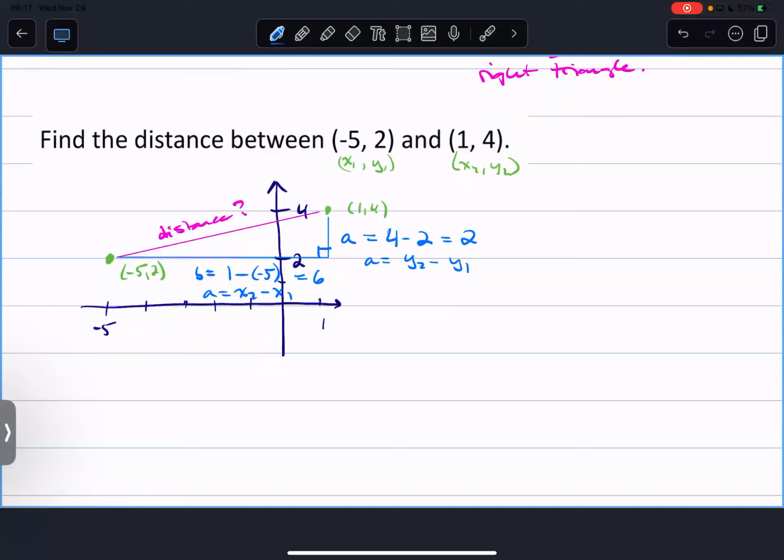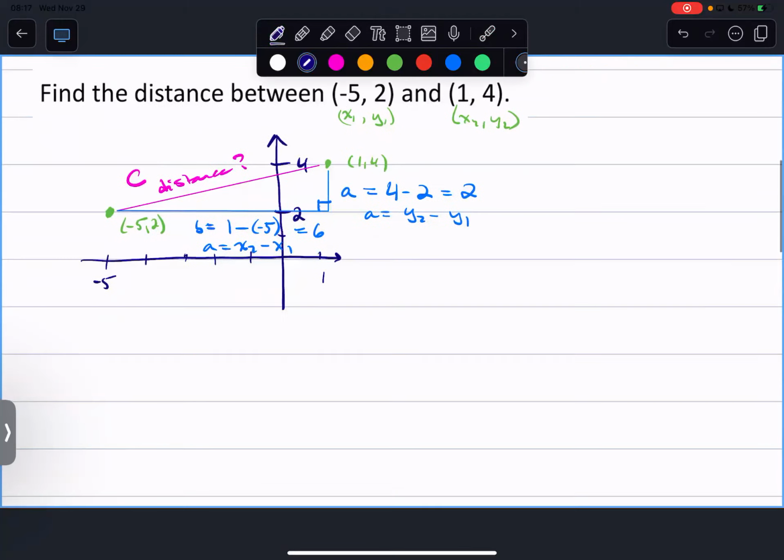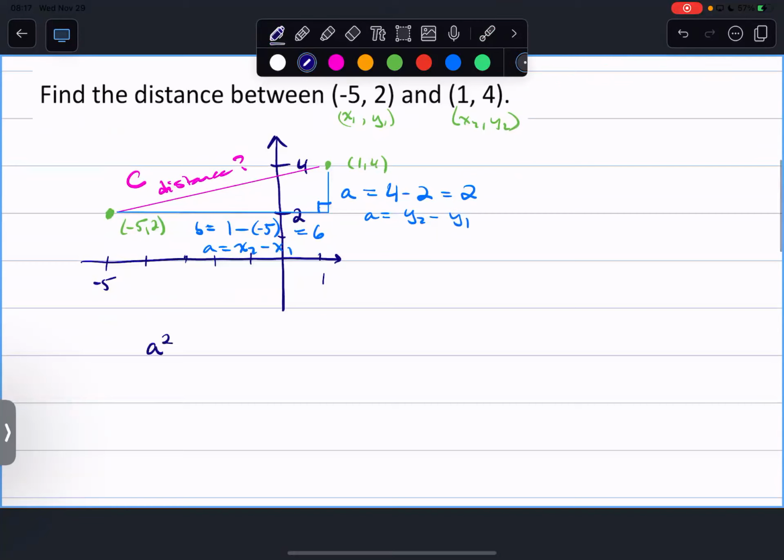So if I have A is equal to 2, B is equal to 6, it doesn't matter which one you name A and which one you name B. They're interchangeable, as long as it's not the hypotenuse, the C. So here I'll label this C. So we know that A squared plus B squared equals C squared.